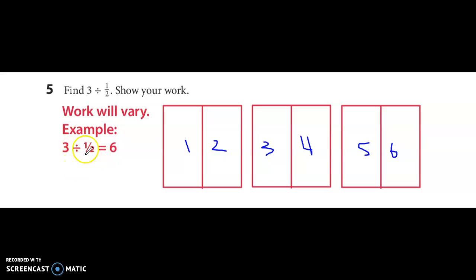You also could have done the keep, change, flip. So keep the 3, change the division to multiplication, flip the 1 over 2, so it would be 2 over 1 or just 2, and then 3 times 2 is 6. That's another way that you could have solved.